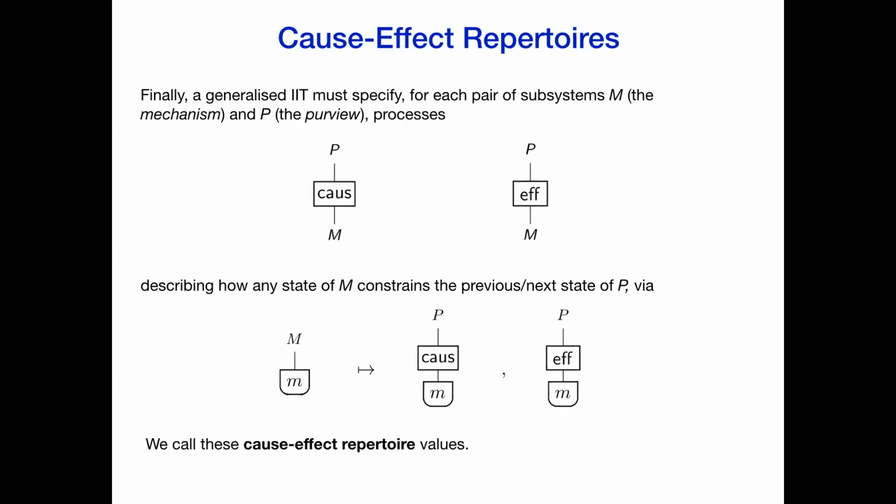So a bit more clearly, what you do is you take what you know about M, the mechanism. You know that it's in some state M, you plug it into this process, cause, okay? And that gives you, if you look at this picture, cause M, that's a state of P. If we think about the case of classical process theory, a state is a distribution. So this is like the distribution I talked about at the beginning. This is a distribution over P. It's just telling you how knowing something about M constrains what P could have been in the earlier time step. And similarly for F, it tells you something about the next time step. And these are called the cause and effect repertoire values when you've plugged M in.